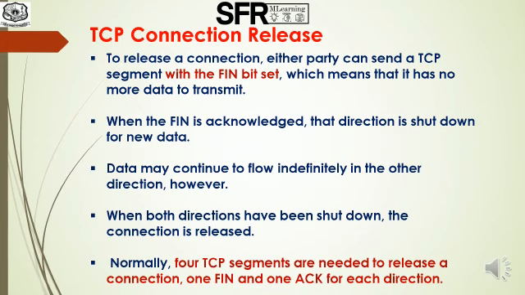And then the last one is TCP connection release. For connection release, the main bit set is FIN. FIN is used to denote that the connection is going to be released. When the FIN is acknowledged, then that particular direction is shut down. But data may continue to flow indefinitely in the other direction. When both directions have been shut down, then the connection is released immediately. Normally, 4 TCP segments are needed to release a connection: one FIN and one ACK for each direction.